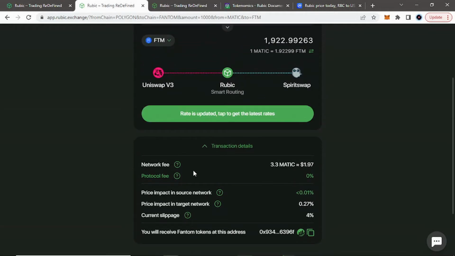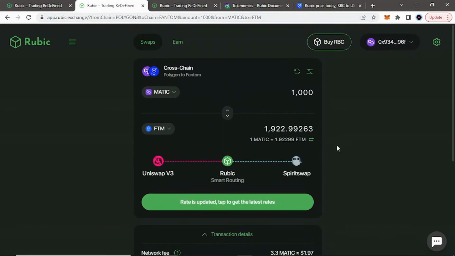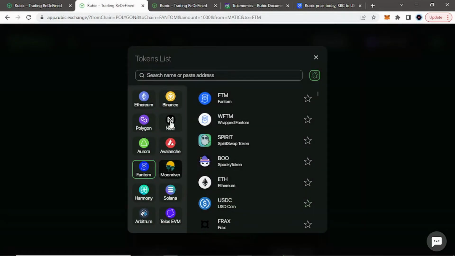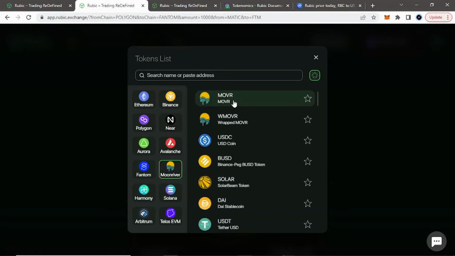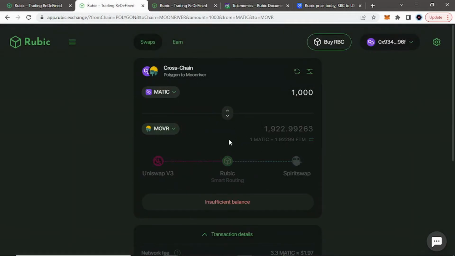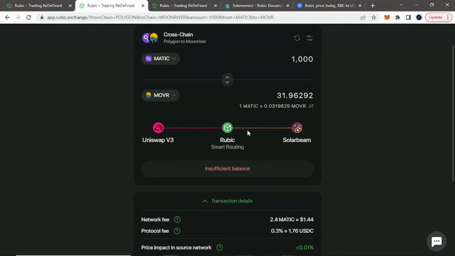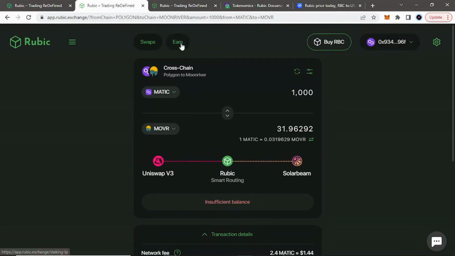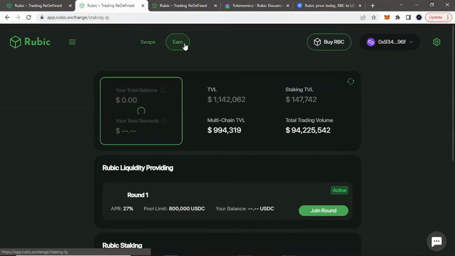And it'll show you the network fee. It will cost about 3.3 Matic to make this transaction if I wanted to do it. You will receive Phantom tokens at this address, so it'd be my MetaMask Phantom wallet address for me personally. Again, I'm already on the Polygon chain, but you can go from, let's say Matic, to the Moonriver chain. You can go Moonriver Mover, and again, swap 1,000 Matic to get to Moonriver, and it will give you Mover on the Moonriver chain. So again, very cool.